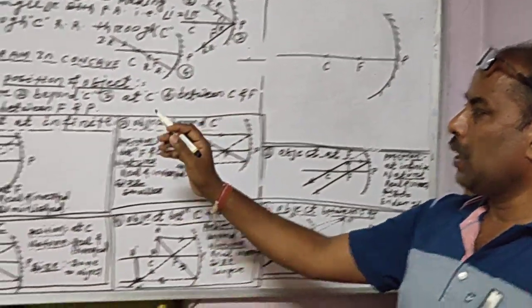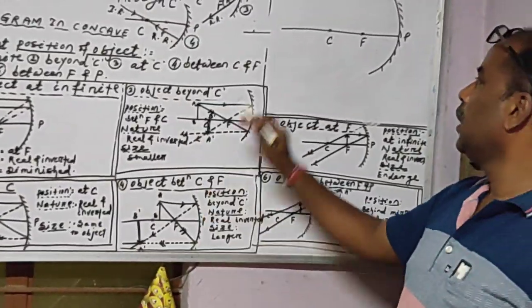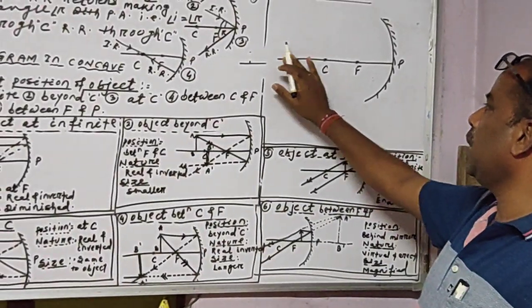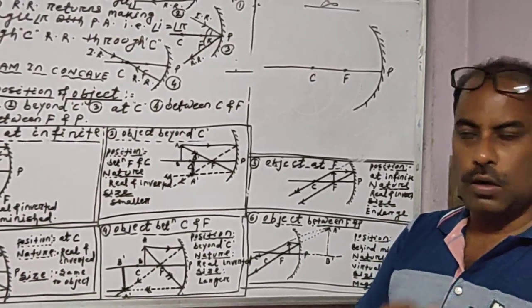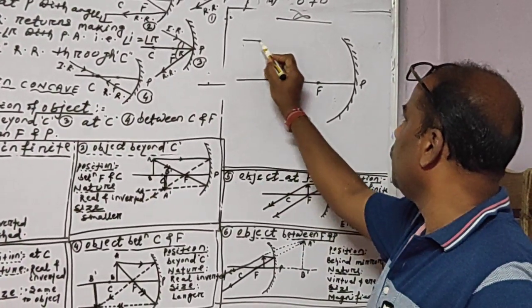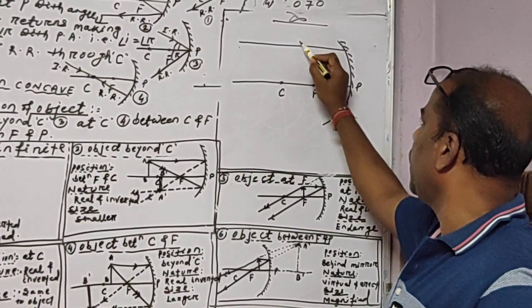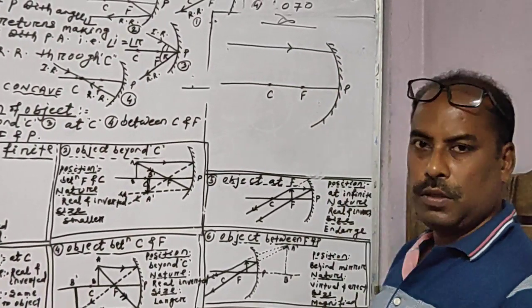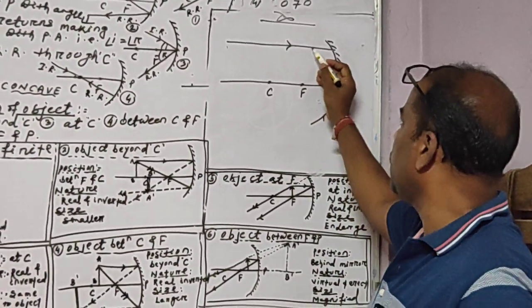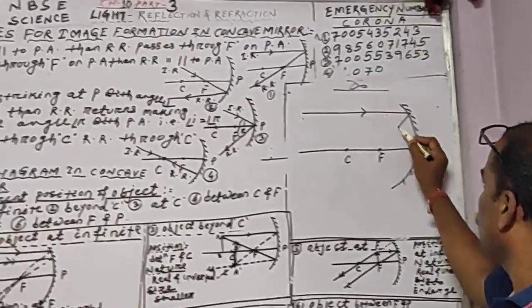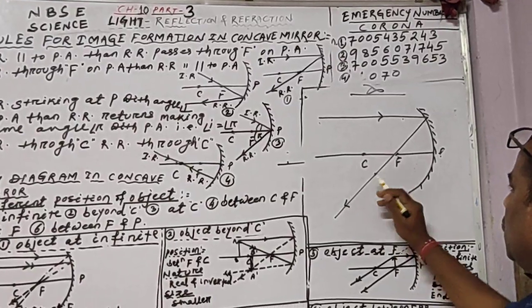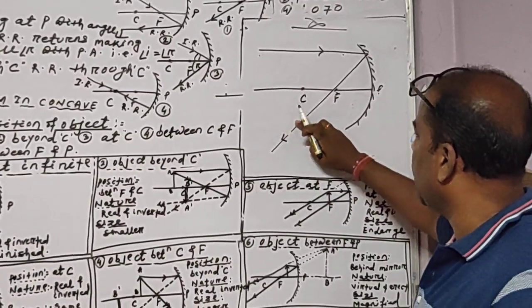Now the first case is object at infinity. In that case we cannot put the object on the principal axis; only the ray we have to draw. So the first thing is to draw a ray parallel to the principal axis. First ray: when the first ray is parallel to the principal axis, as per rule 1, it will pass through the focus. And this part I have given shading.